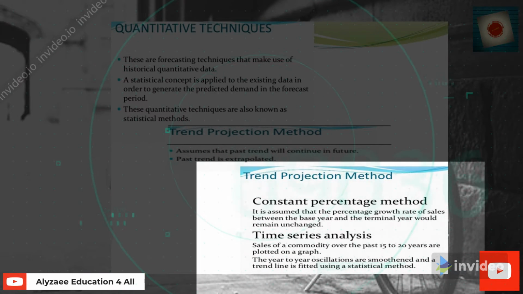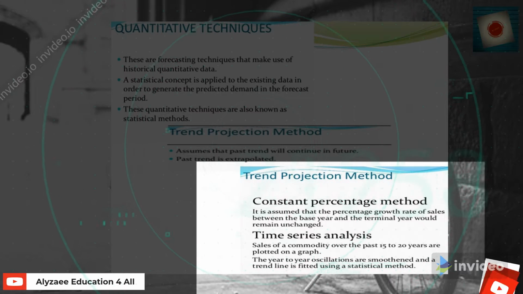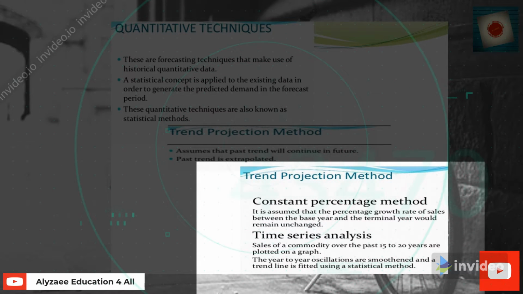These are forecasting techniques that make use of historical quantitative data. A statistical concept is applied to the existing data in order to generate the predicted demand in the forecast period. These quantitative techniques are also known as statistical methods. So here we can use SPSS for the larger data and Smart PLS for the small data ranging between 300 to 500, and it will give you the same manipulation of the results.